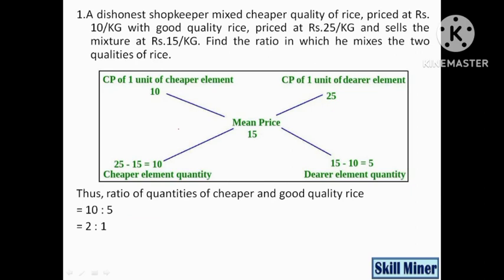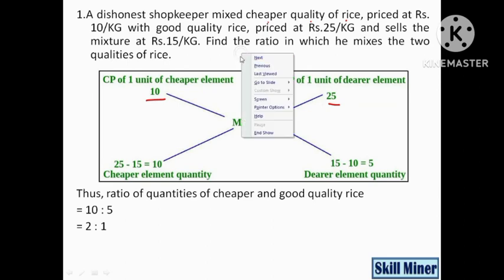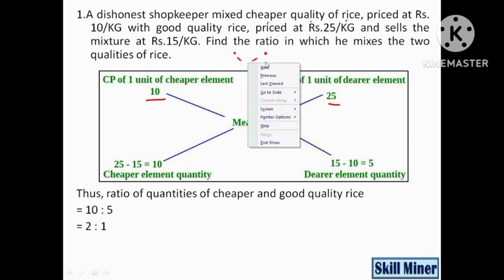Guys, now I'm explaining the allegation rule with the help of the first problem. In the first problem, it is given that a dishonest shopkeeper mixed cheaper quality rice, which is priced at rupees 10 per kilogram, with good quality rice, which costs rupees 25 per kilogram. Guys, there is a shopkeeper. What is he doing now? He is mixing some cheaper quality rice with some good quality rice and selling it at a medium price.